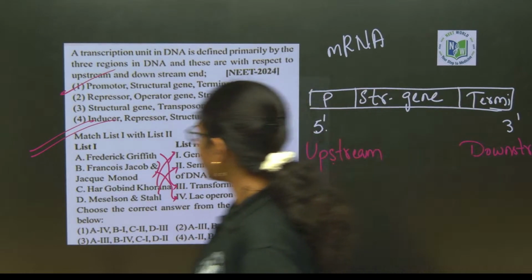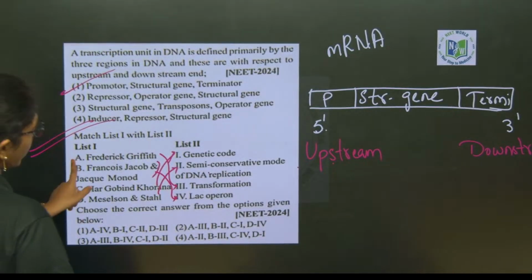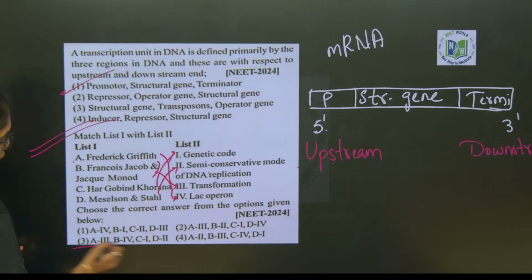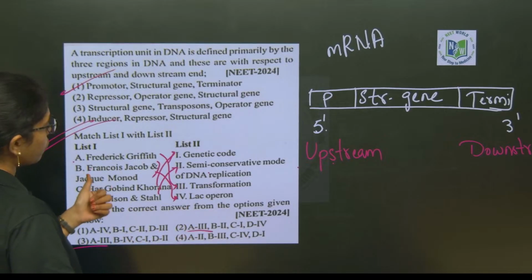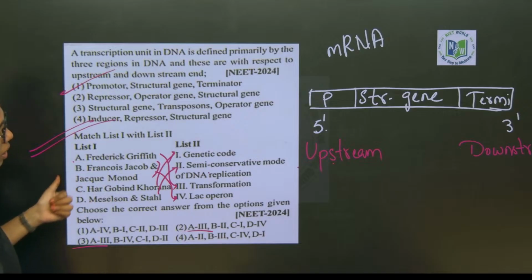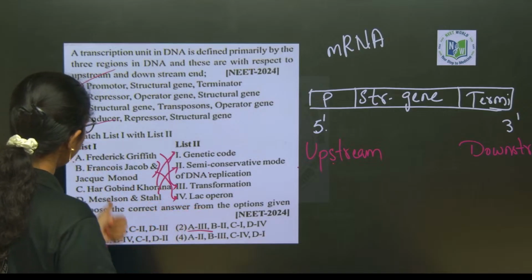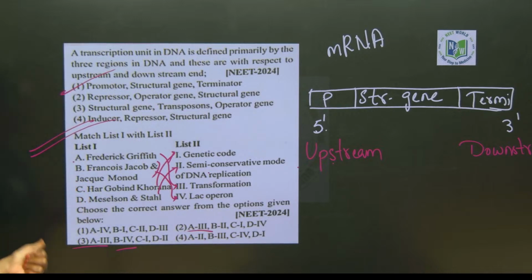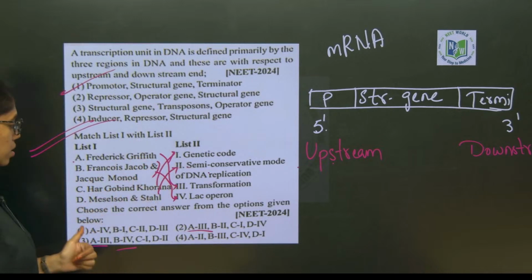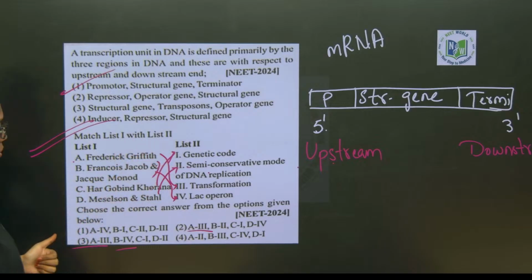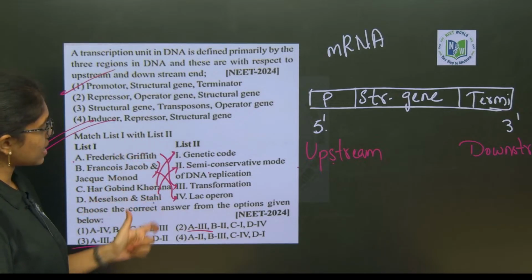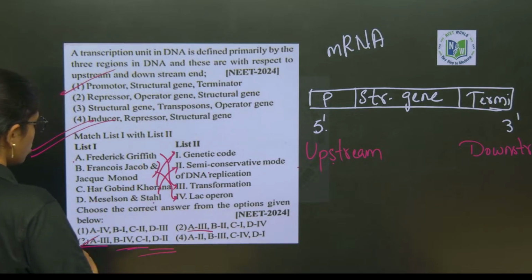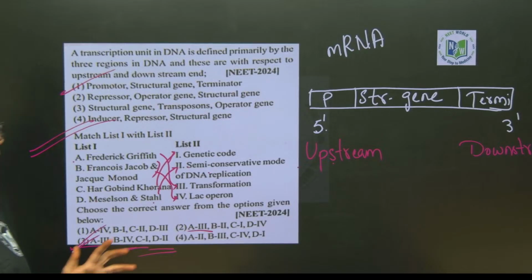So here, if you have to look into the options correctly, A is 3. Frederick Griffith worked on the transformation experiment, A is 3. B, Francois Jacob and Jacques Monod on the Lac-Operon model, B is 4. Har Gobind Khorana on what? Har Gobind Khorana on the genetic code, C is 1. Meselson and Stahl on 2, semi-conservative method of DNA replication. So C is the right answer. Next question.